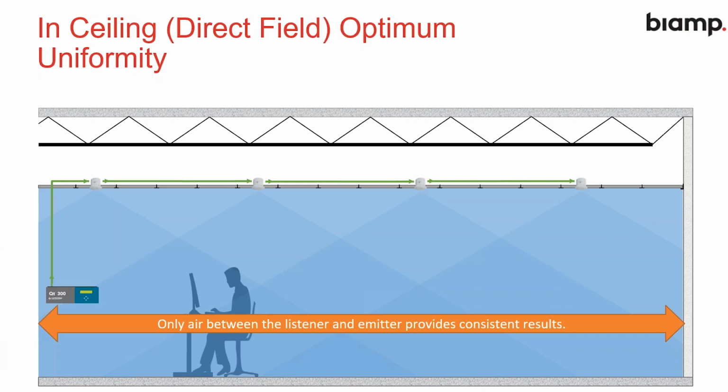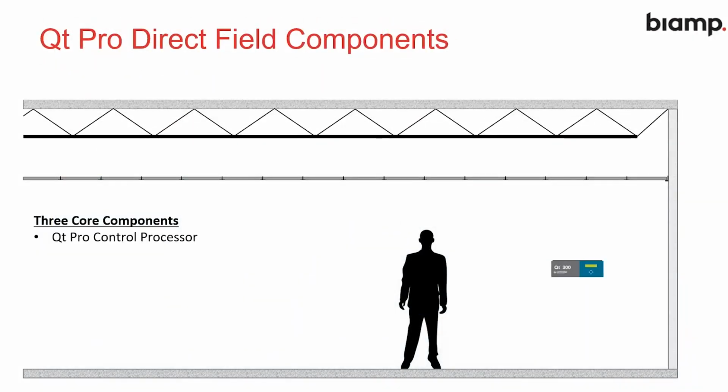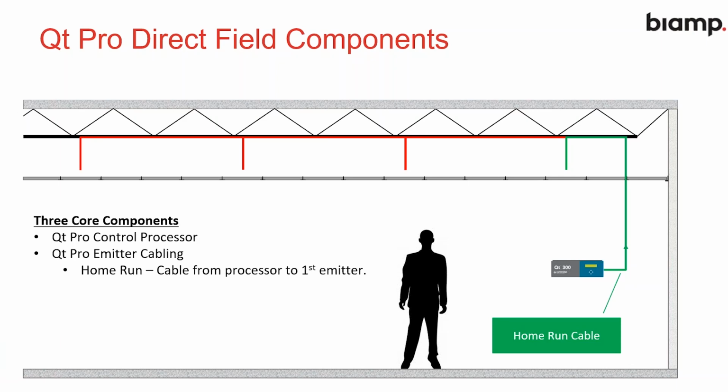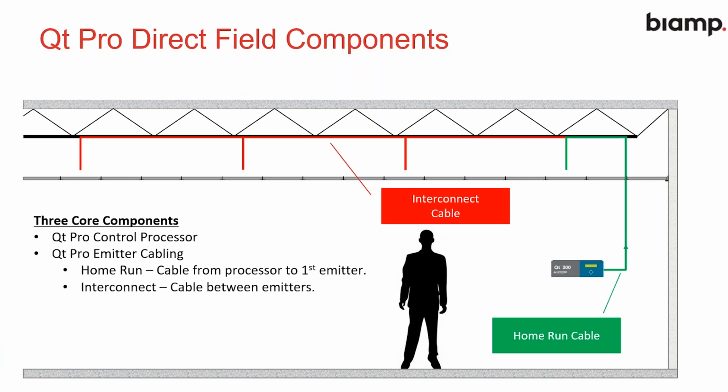With the QtPro system, there are 3 core components. You have the processor, and you have cables, and these cables form 2 types. You have what we call the home run cable. The home run cable runs from the control processor to the first emitter, and then from the first emitter we have what we call interconnect cables, and the interconnect cables, as you would expect, interconnect the speakers.